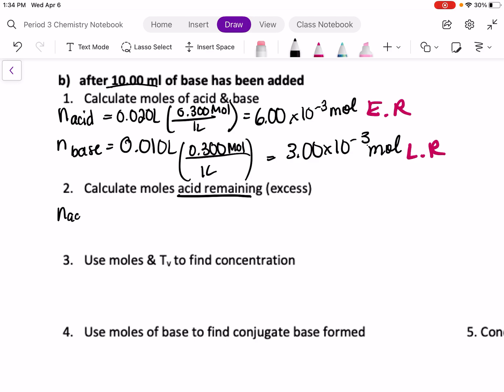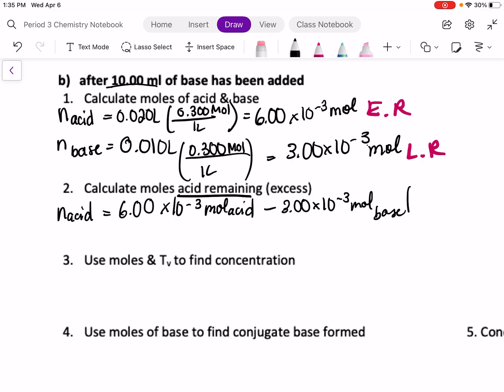So our moles of our acid is equal to our moles of our excess, which is 6.0 times 10 to the negative 3 moles of acid. We're going to subtract the moles of our limiting reagent, or how much we used of it. It's a 1-to-1 ratio. So we can do 1 mole base and multiply the acid, so it's in terms of what we want. And we're going to be left with this many moles of our acid.